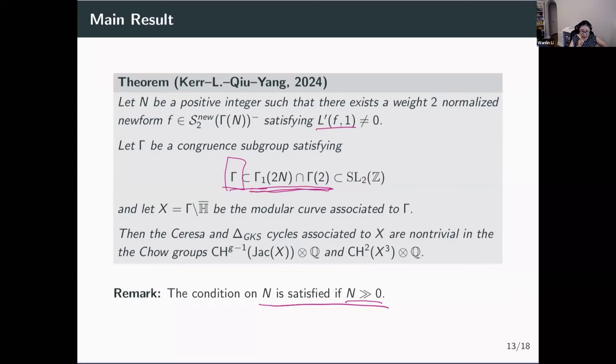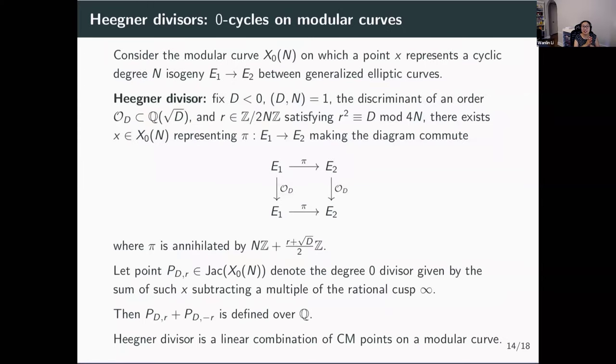So next I will talk about how to prove this result. I already told you that the main tool is the Schoen divisor. So to prove this result, let's first take a detour to review modular curves and some divisors of modular curves, namely Schoen divisors. Let's first quickly review a modular curve. The modular curve X naught of n is a moduli space that parametrizes cyclic degree n isogenies between generalized elliptic curves. So it's just a curve that is also a moduli space such that every point encodes the data of a degree n cyclic isogeny E1 to E2.